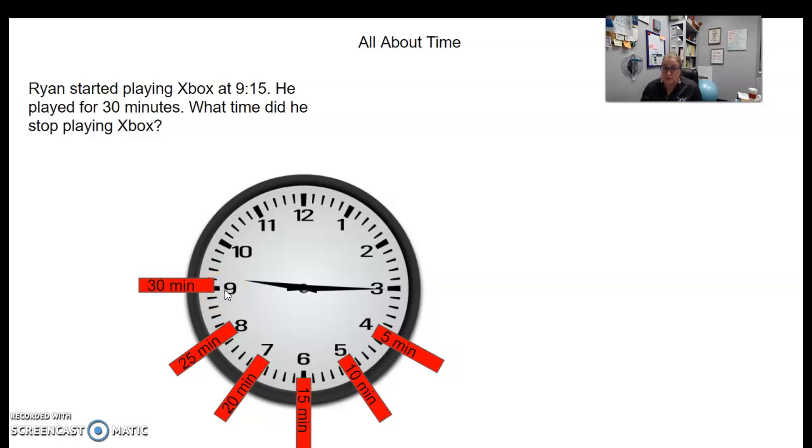So I have 2 options. I can either say I'm going to go back to the 12 and I'm going to count till I get to this point right here, or I could start at 9:15 and I could actually count time that way. I'm actually going to go back to the 12 because that's what makes sense to me. So if I do that, I'm going to count by 5s again until I get back over here to this 9. So I'm going to say 5, 10, 15, 20, 25, 30, 35, 40, 45. So that tells me that he stopped playing Xbox at 9:45.